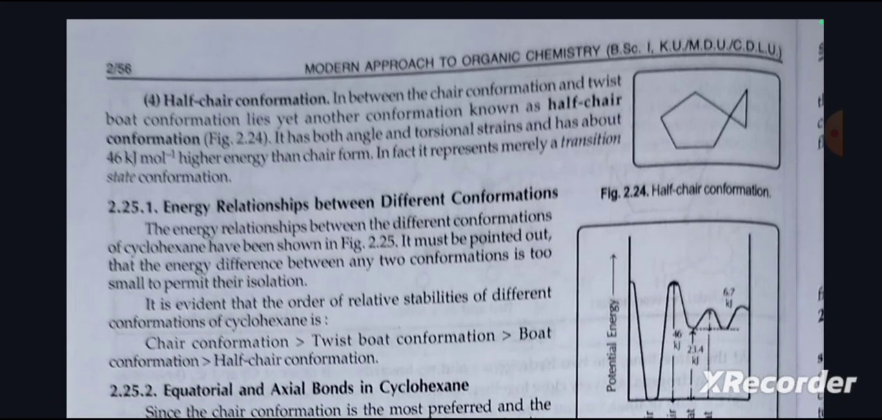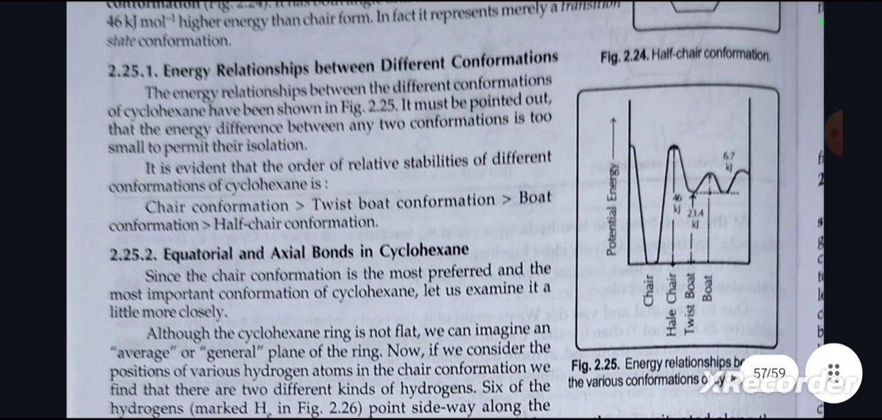Fourth, a half chair conformation. In between the chair conformation and twist boat conformation lies yet another conformation known as half chair conformation. Figure 2.24. It has both angle and torsional strain and has about 46 kJ per mole higher energy than chair form. In fact, it represents merely a transition state conformation. Figure 2.24 Half chair conformation.